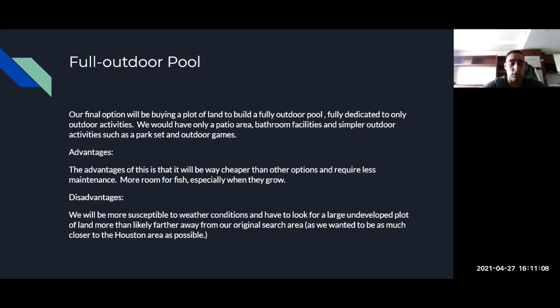The disadvantages we found were that it would be fully susceptible to weather conditions and we would have to look for a large undeveloped plot of land that is more likely farther away from the main Houston area compared to what we found in our original search area for the semi-outdoor facility and the fully indoor facility.